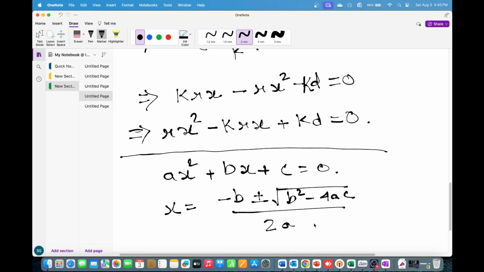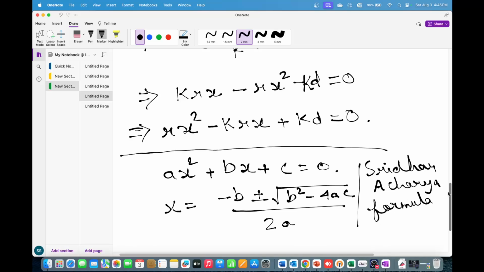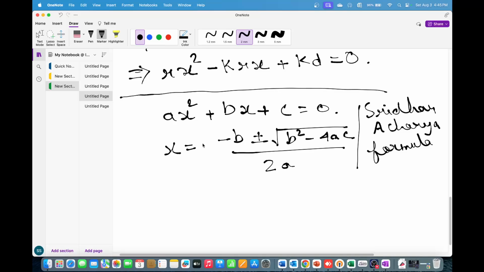Now, many of you might be familiar with this equation. If you are not familiar, just look up quadratic solutions, or this is known as the Sridhar Acharya formula, if you want to look it up. By this formula you can get the values of x which satisfy this condition. If you are given the equation ax² + bx + c = 0, the two values of x which satisfy this equation are given by this formula.